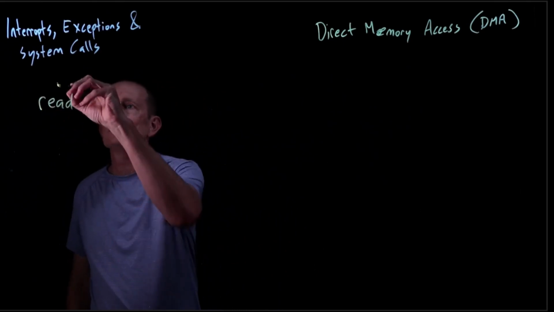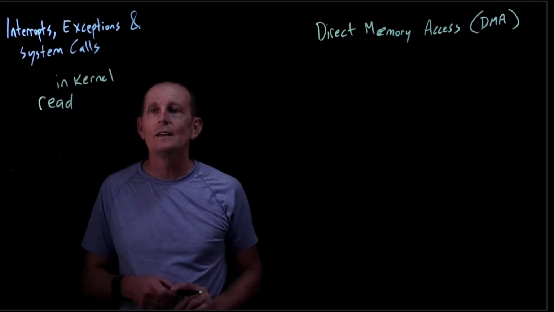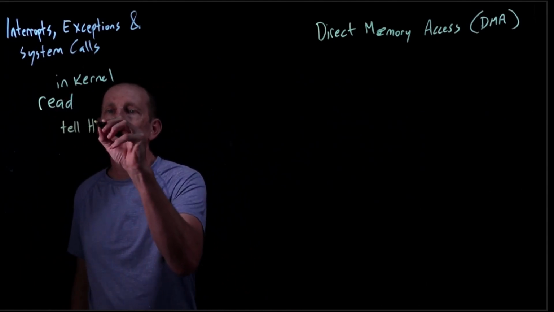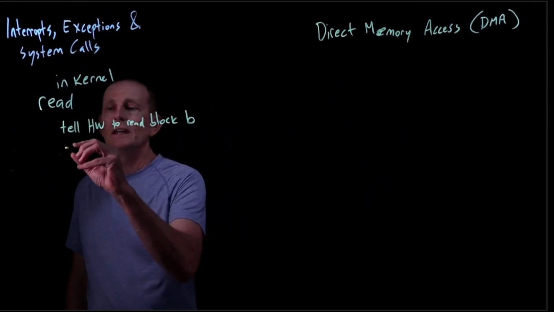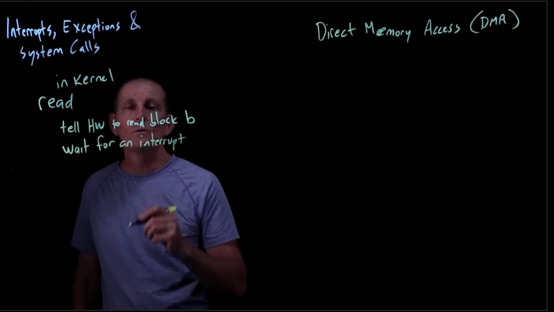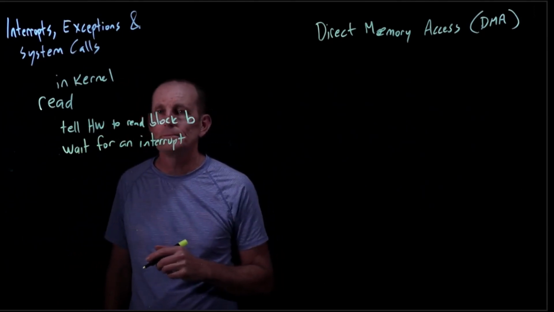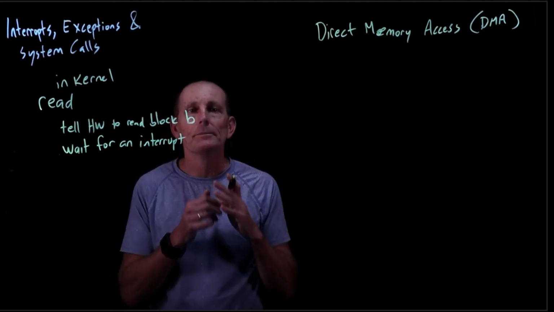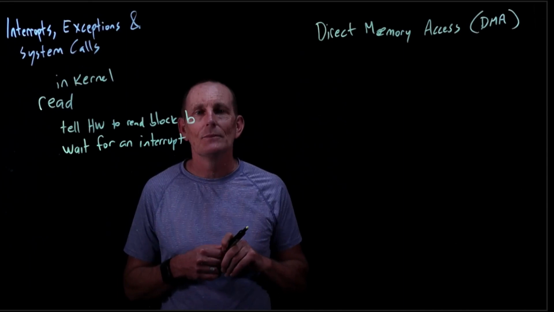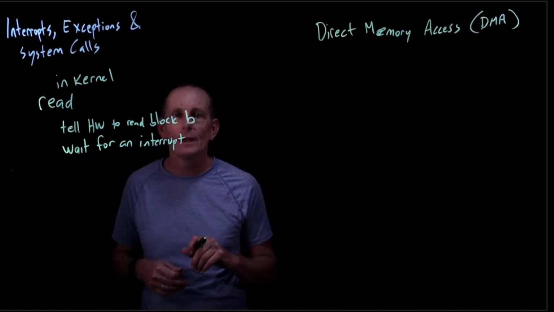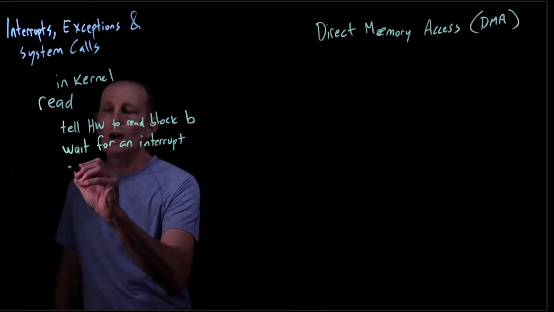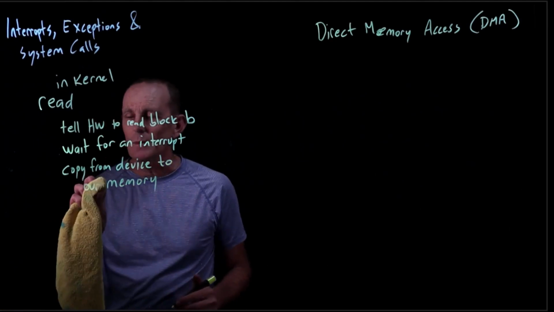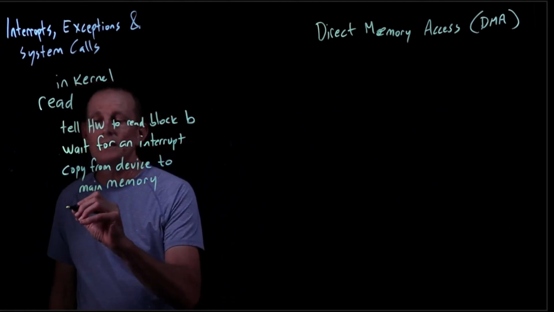So our read is in the kernel. So let's say we've got a disk. And in the kernel, we have a read for the disk. And so we want to tell the hardware to read a block. So we would tell the hardware to read block B. And then we wait, which will basically tell us that that block has been read. Okay. Well, it reads it into its own memory, into the device's memory, not into our main memory. So we now copy, and instead of calling it our memory, let's just call it main memory. And then the read is complete.